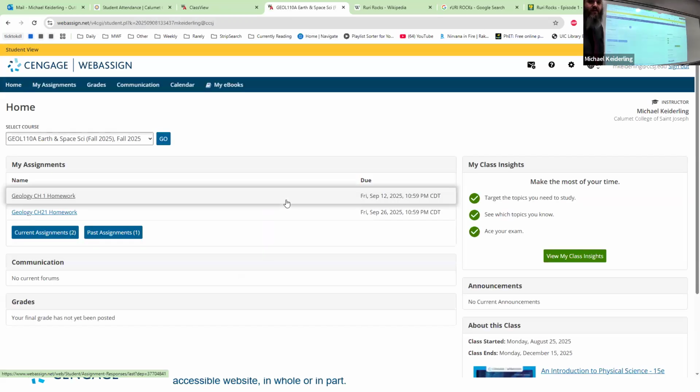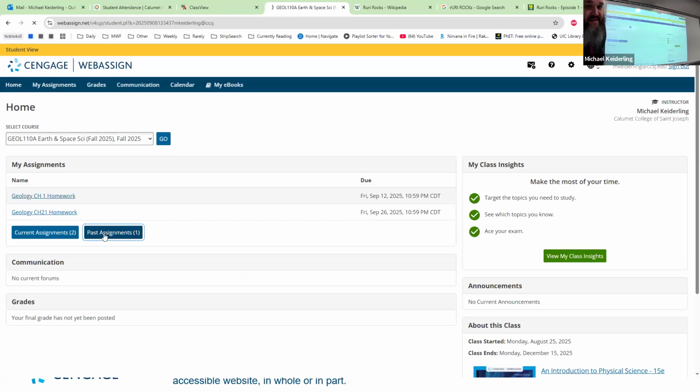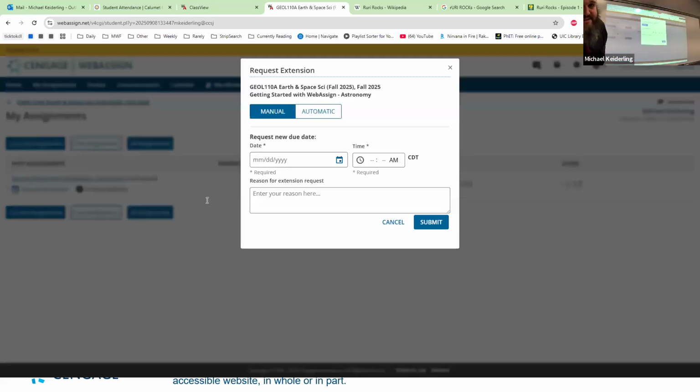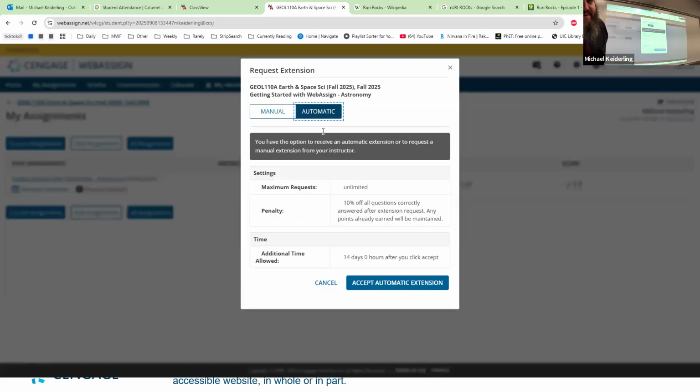If you go, you can look at past assignments. And in past assignments, underneath the assignment, there's a button that says request extension. You can click on the request extension button. You have two options: request a manual extension or an automatic. I would suggest requesting an automatic extension. You'll immediately get the extension.